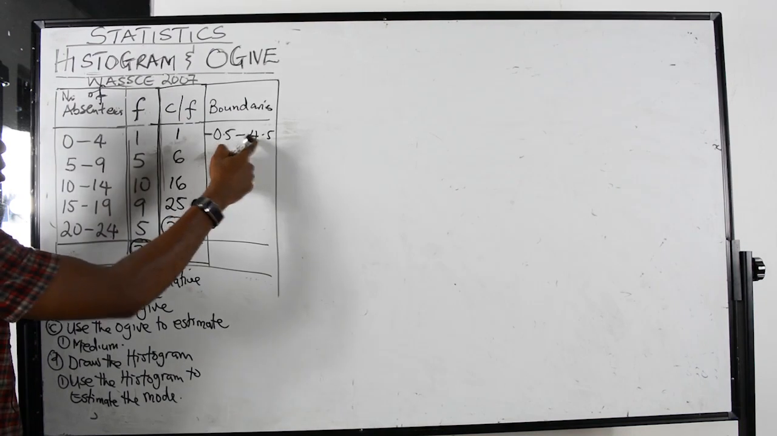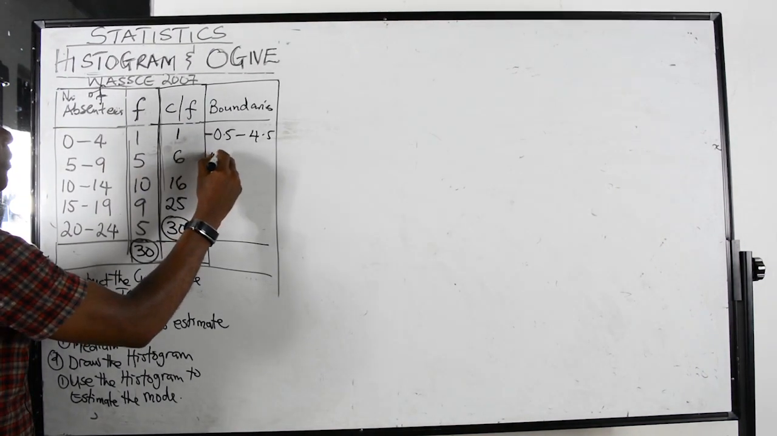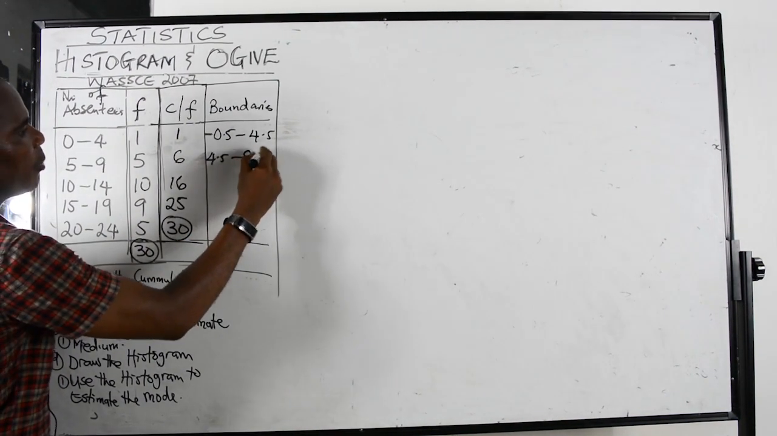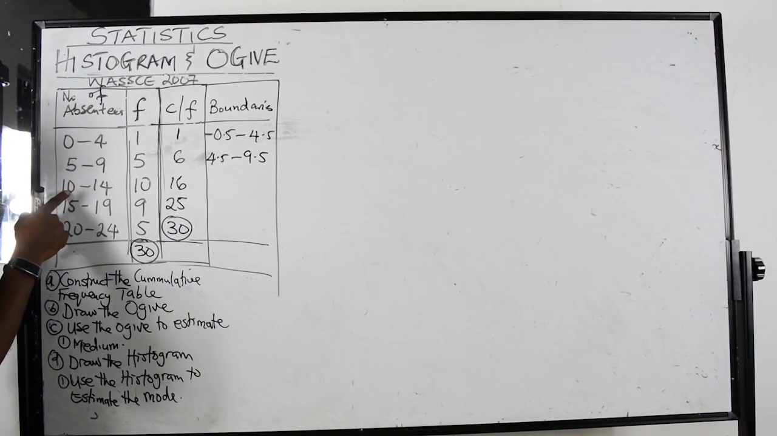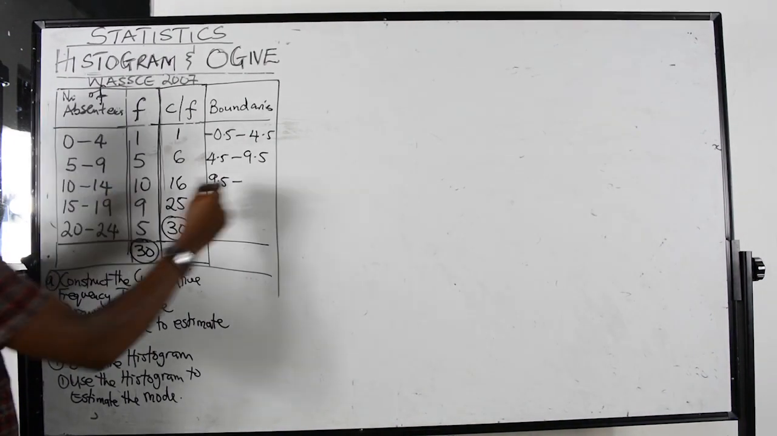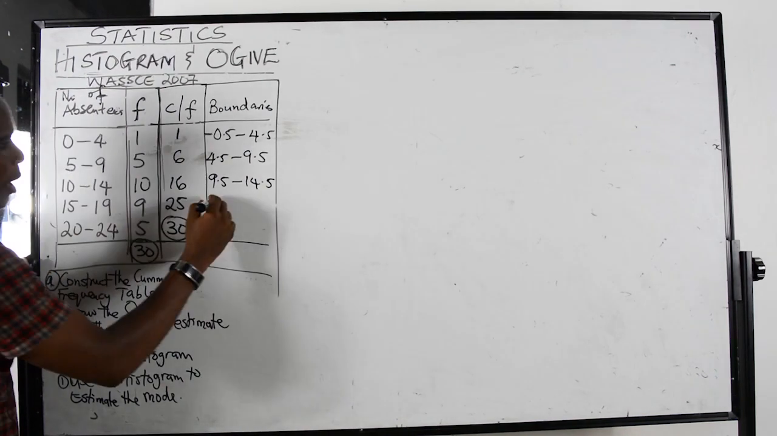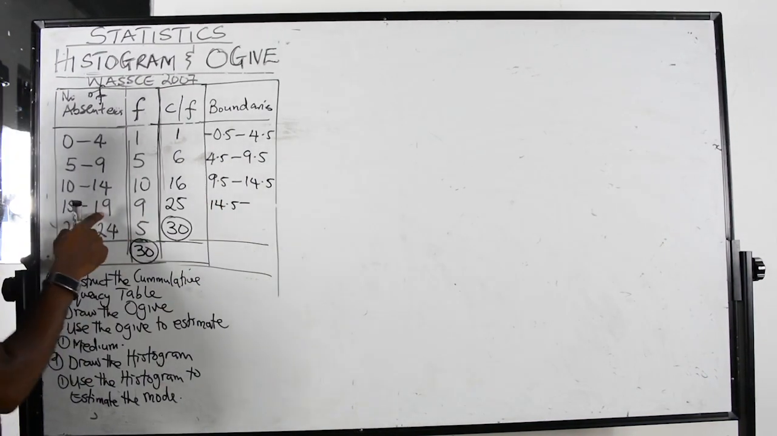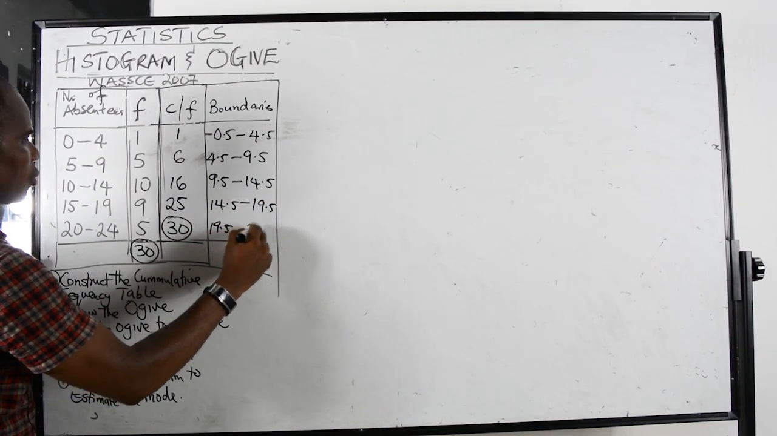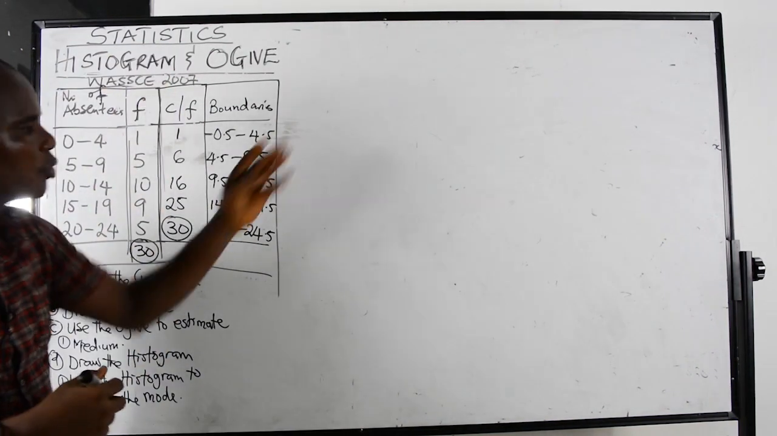This is the same idea. I remove 0.5 from 5, I'm left with 4.5. I add 0.5 to 9, I'll have 9.5. I remove 0.5 from 10, I'll have 9.5. If I add 0.5 to 14, I'll have 14.5. I remove 0.5 from 15, I'll have 14.5. Then I add 0.5 here, I have 19.5, and so on. So 19.5 and 24.5. This range is what's called the boundaries.